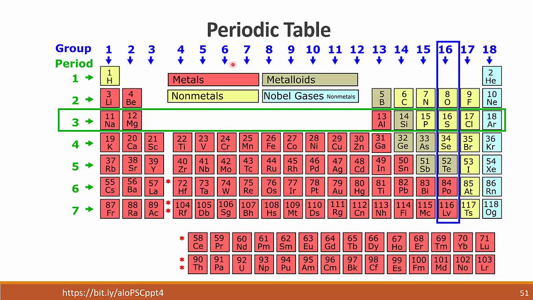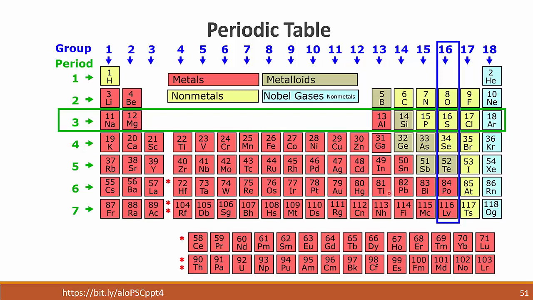The periodic table is organized into columns that we call groups and rows that we call periods. So this is period 3, for example, highlighted in green, and this is group 16. The numbers that you see in the periodic table that we use to organize the elements are the atomic numbers. So the atomic number of hydrogen is 1, the atomic number of lithium is 3. When you know the atomic number, you know where that element is going to be in the periodic table.